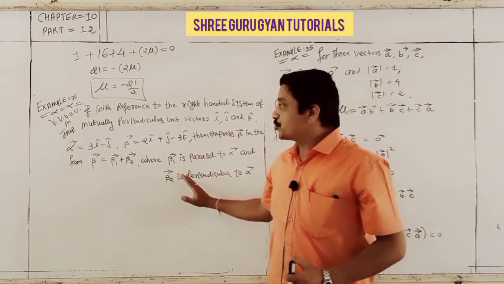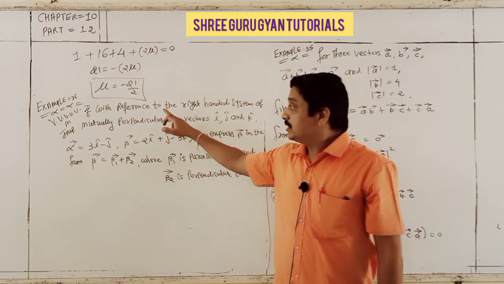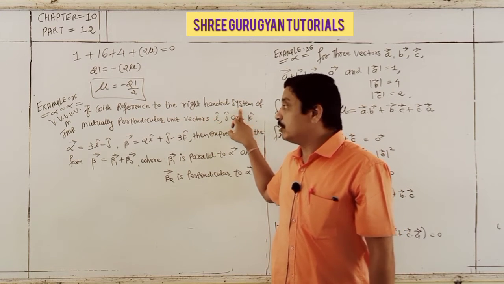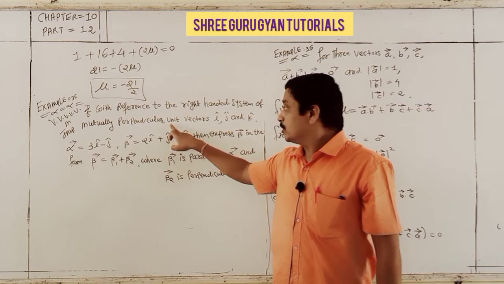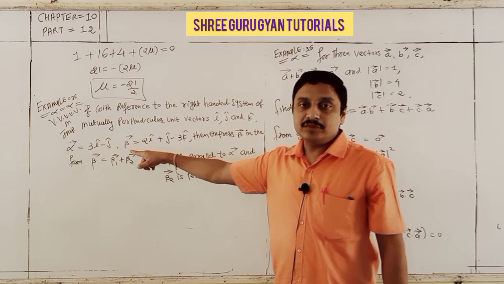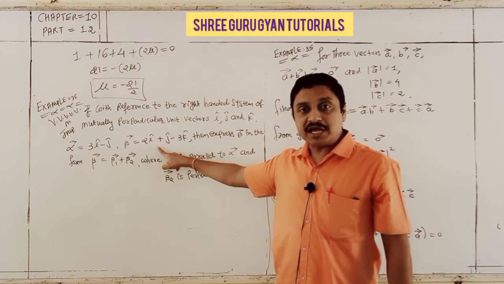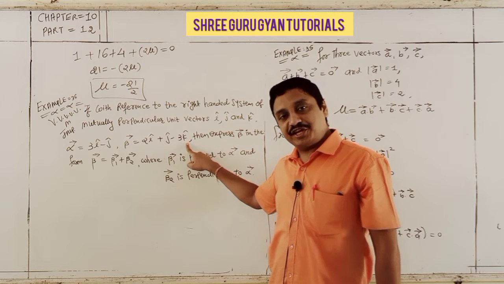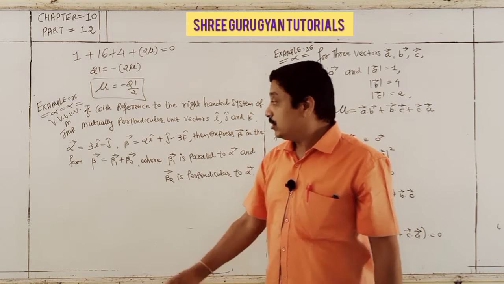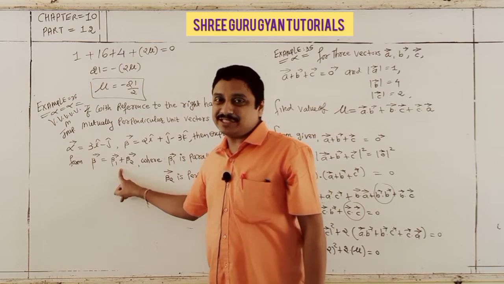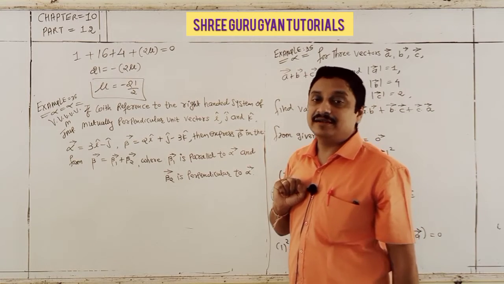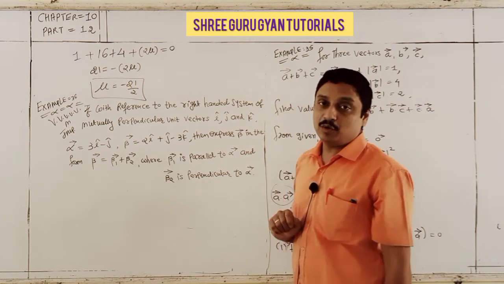Now students, the question is example 36. If, with reference to the right-handed system of mutually perpendicular unit vectors i, j, k, alpha is 2i minus j and beta is 2i plus j minus 3k, then express beta in the form beta equals beta 1 plus beta 2, where beta 1 is parallel to alpha and beta 2 is perpendicular to alpha.